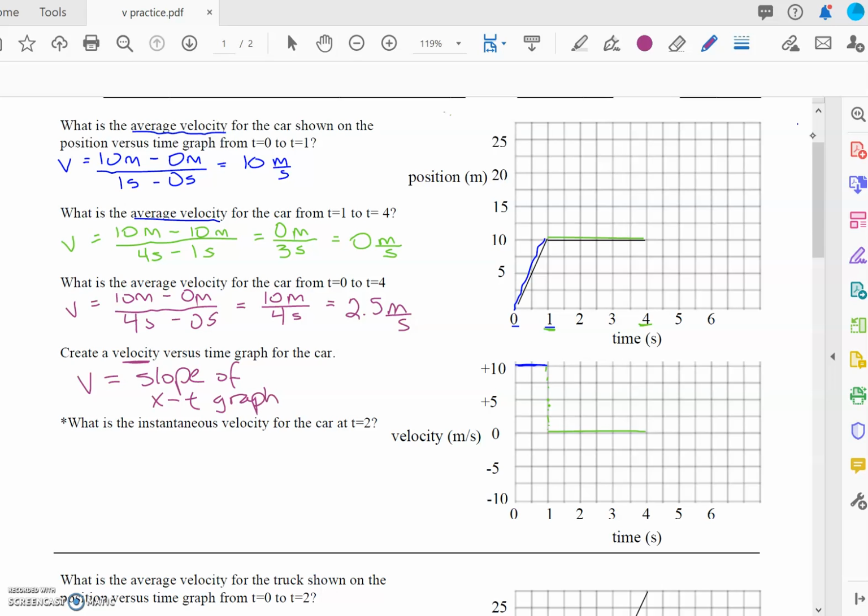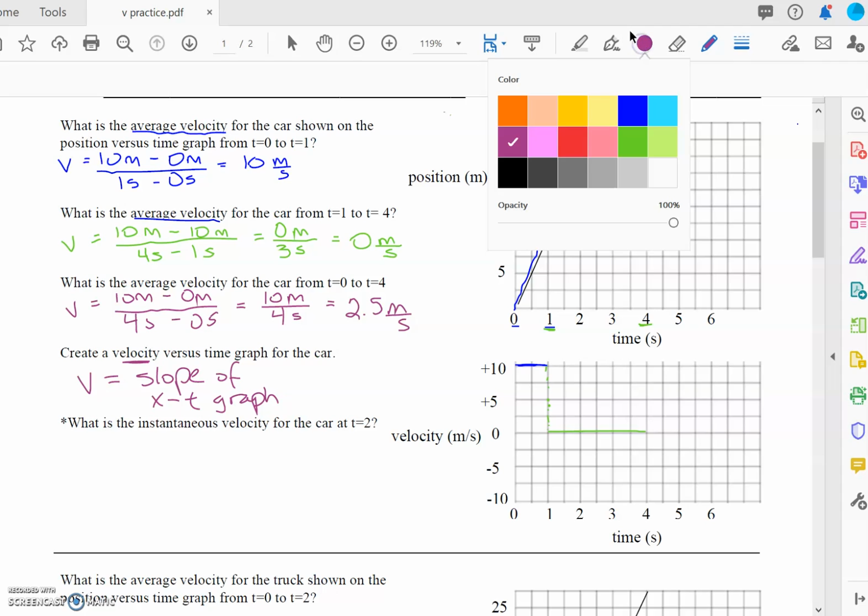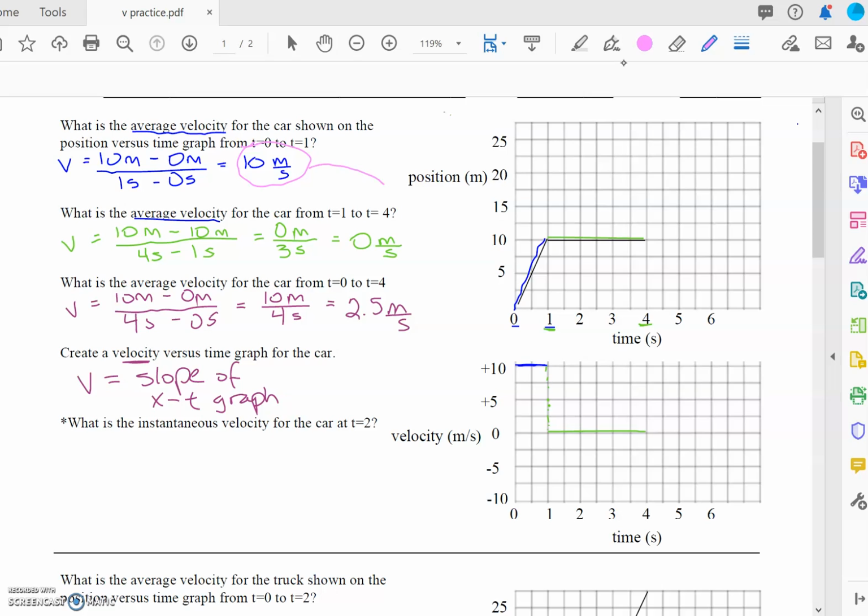And so you can look back up here. Let me pick another color. This 10 meter per second slope corresponds to that. And I put the 10 meter per second value there. Okay. On the second segment, we had 0 meters per second for this slope here. And that 0 meter per second was my value from 1 to 4 seconds there. So you're graphing the value of the slope for the second graph that we just created, the velocity time graph.